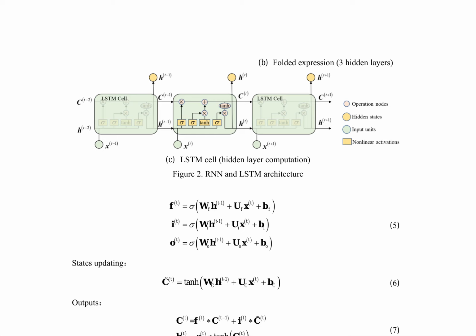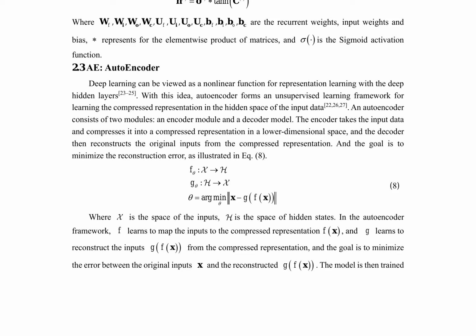H_t equals sigma(W_HH_{t-1} + UX_t + B_I)_t equals sigma(W_IH_{t-1} + UX_t + B_IO)_t equals sigma(W_OH_{t-1} + UX_t + B_OC)_t equals tanh(W_CH_{t-1} + UX_t + B_CH)_t equals O_t tanh C_t, where sigma represents the sigmoid activation function and denotes the elementwise product of matrices.